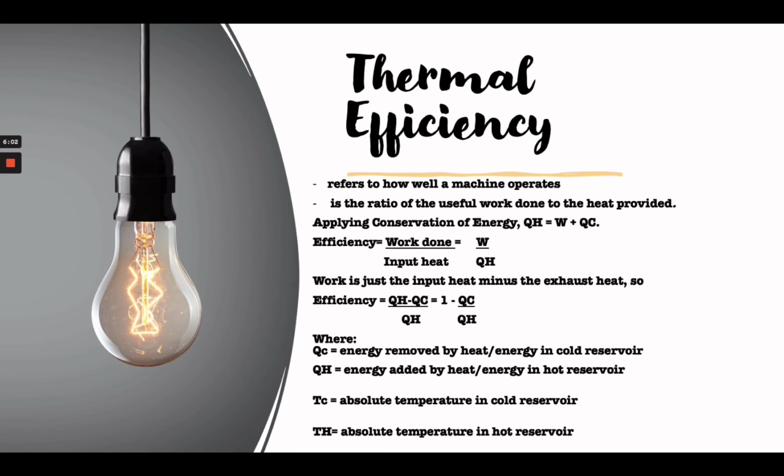Now let's talk about thermal efficiency. Thermal efficiency is defined as how well a machine operates. It is also the ratio of the useful work done to the heat provided. Applying conservation of energy, QH equals W plus QC. An important measure of a heat engine is its efficiency: how much of the input energy ends up doing useful work.